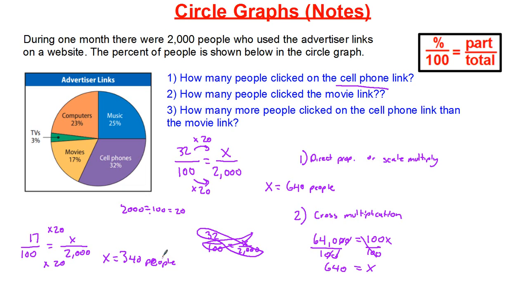All right. Now, with these statistic questions, it'll most likely ask you to compare your data. So for the third question, it says, how many more people clicked on the cell phone link than the movie link? So we have 640 people for the cell phone, and then 340 people for the movie. So that's going to be 0, 0. It's going to be 300 people. All right? And it's really as simple as that.